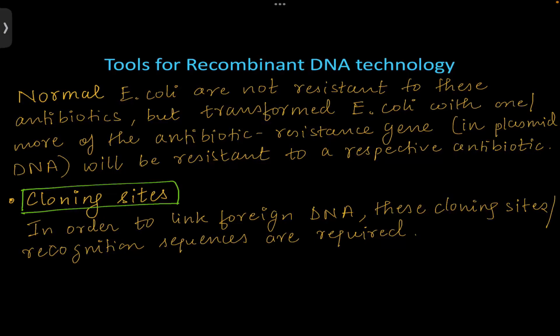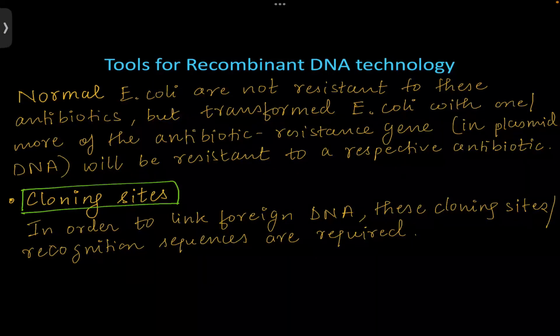Now, E. coli normally is not resistant to any antibiotics. But when you transform E. coli, meaning when you introduce an antibiotic resistance gene, then due to the expression of this gene, the E. coli cell will become resistant to a particular type of antibiotic. So if you introduce the ampicillin resistance gene to a normal E. coli, then it will become resistant to ampicillin and will easily grow in a media containing ampicillin.